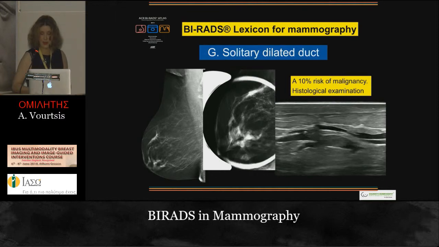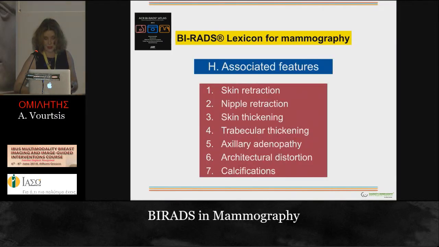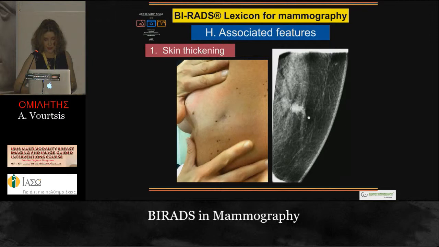Solitary dilated duct has been upgraded because in the 5th edition it has been considered that there is a risk of 10% of malignancy, and histological examination is needed. Additionally, the associated features are included in the 5th edition, and this chapter includes skin retraction, nipple retraction, skin thickening, trabecular thickening, axillary adenopathy, architectural distortion, and calcifications.